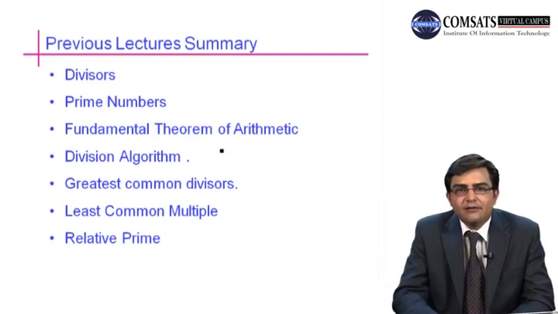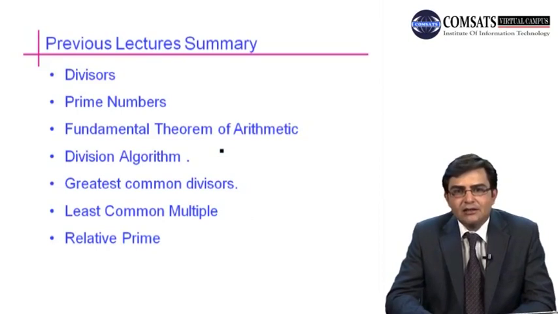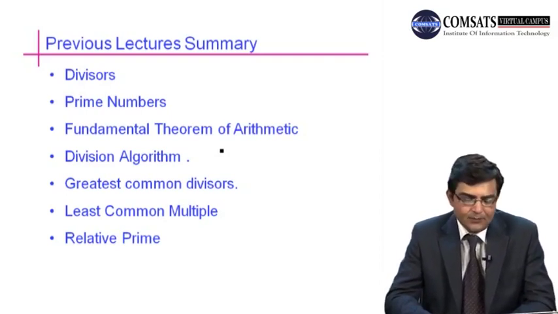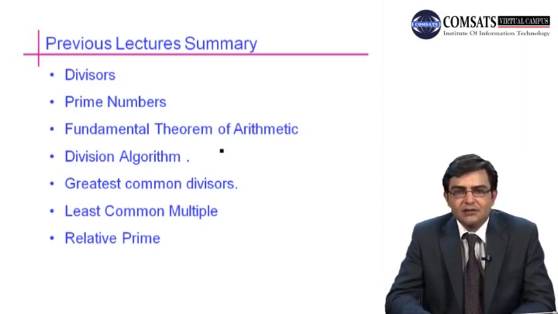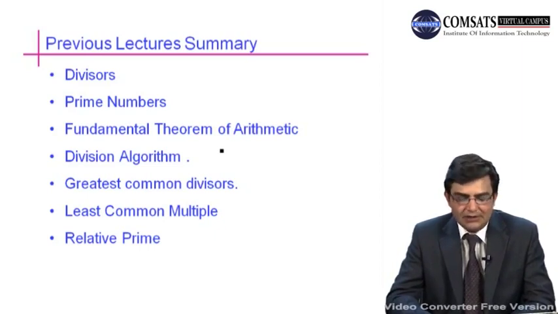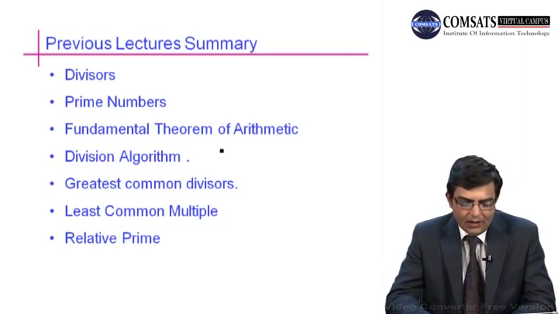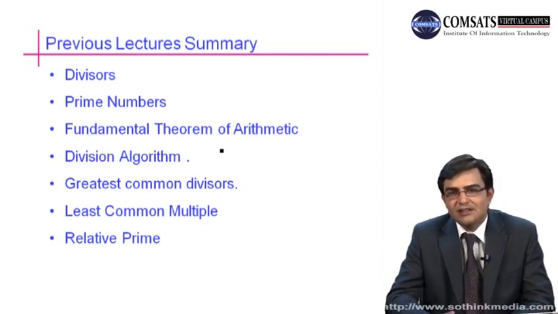In the previous lecture we discussed divisors, prime numbers, and the fundamental theorem of arithmetic. We also studied the division algorithm, how we divide numbers, what the quotient is, what the remainder is, and the greatest common divisor, called GCD, and the least common multiple, LCM. You have studied GCD and LCM already in earlier classes. And at the end we studied relative prime numbers, whose GCD is 1.